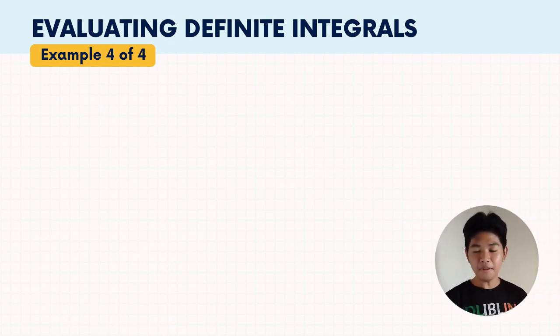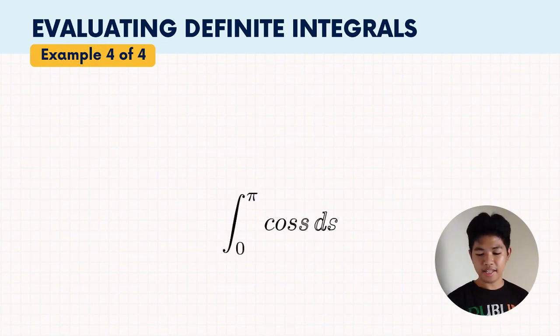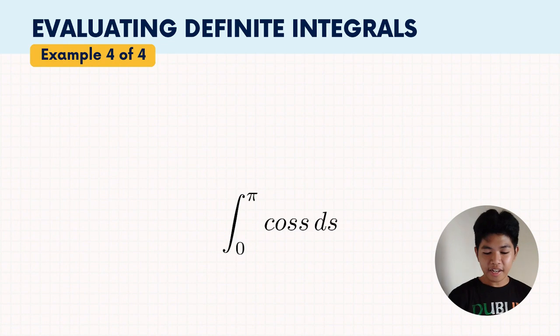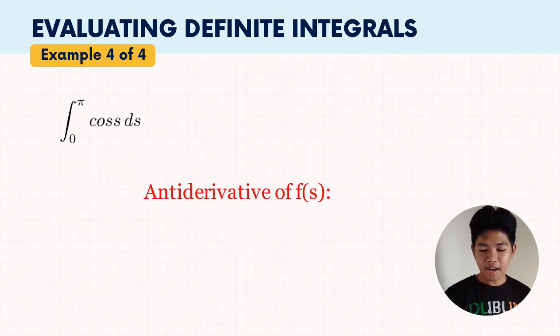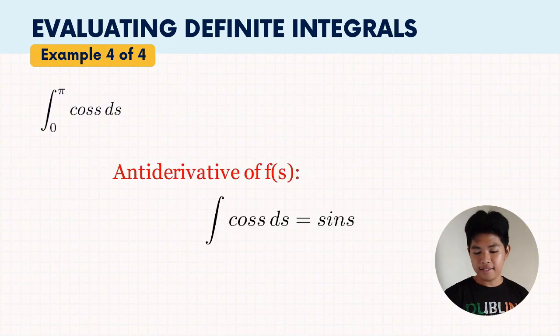Here, in example 4, we are to evaluate the definite integral of f of s equal to cos s from 0 to pi. We can see here that both limits are constant and also the function satisfies the condition of being continuous on a and b. First, we get the antiderivative of cos s, which is sin s.